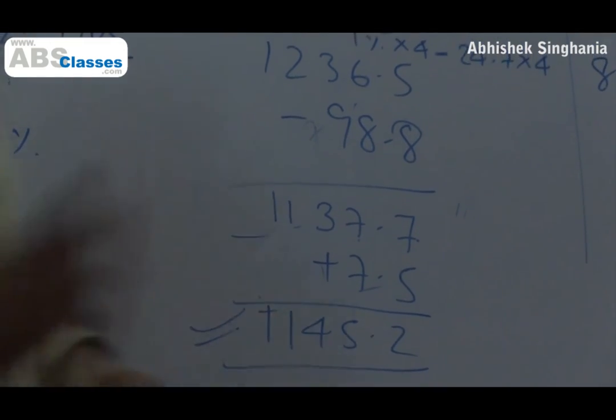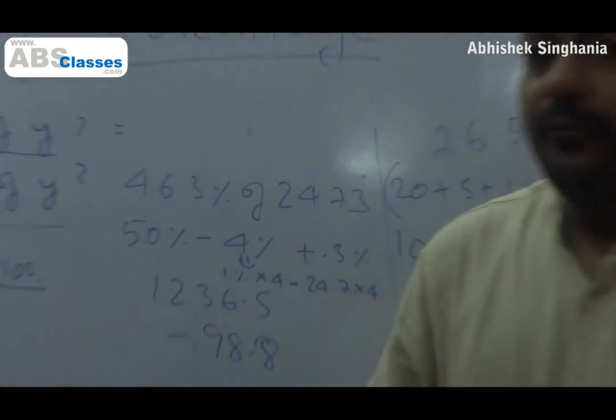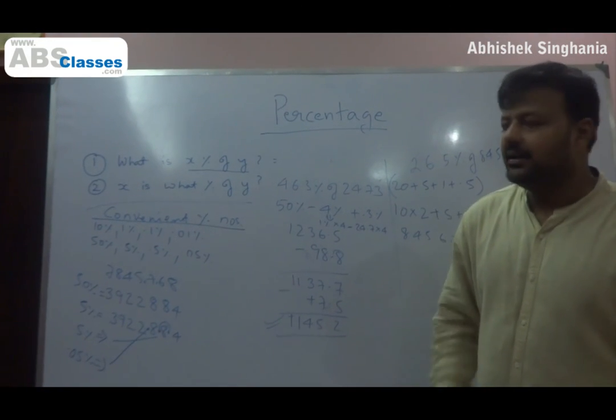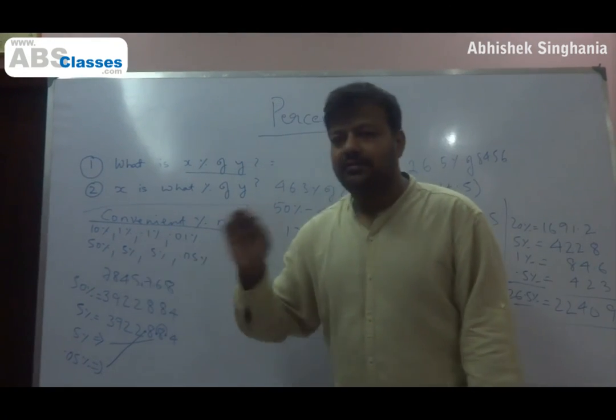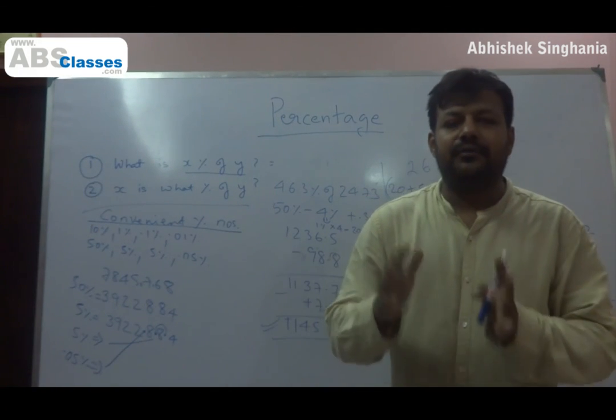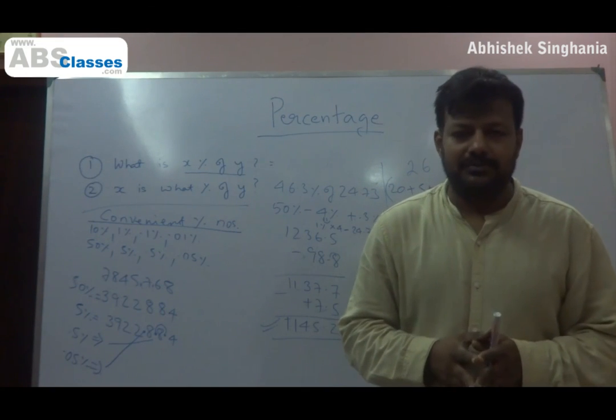Right? So now we have learned two methods. One is A% of B is equal to B% of A is equal to A into B by 100. And second is using these convenient numbers as far as possible. Alright? The third method that we will learn is the fraction method of calculating percentage. Alright? Thank you.